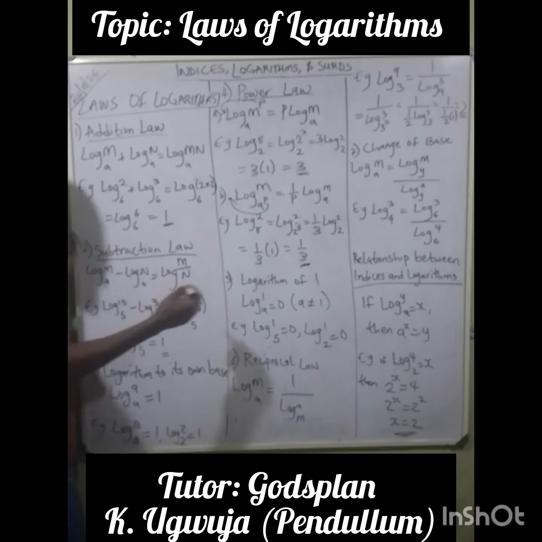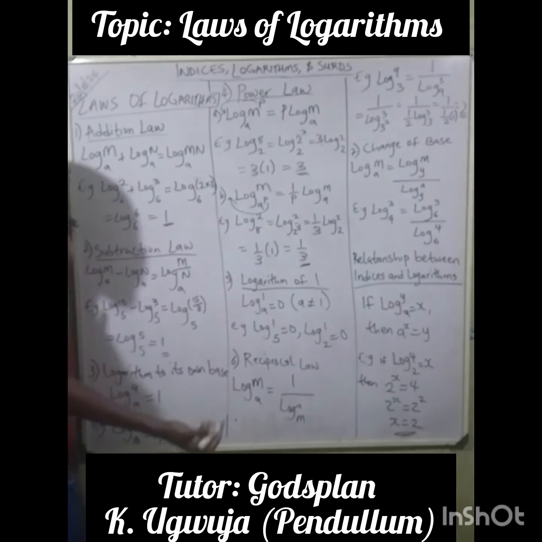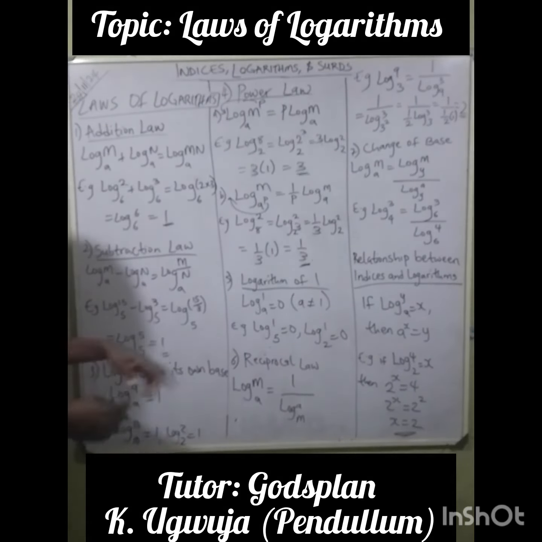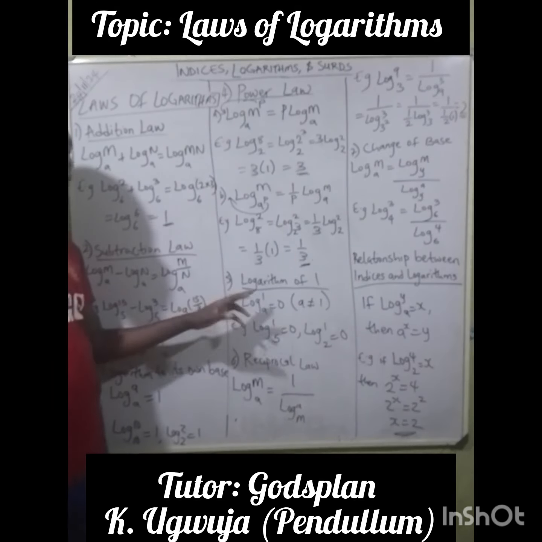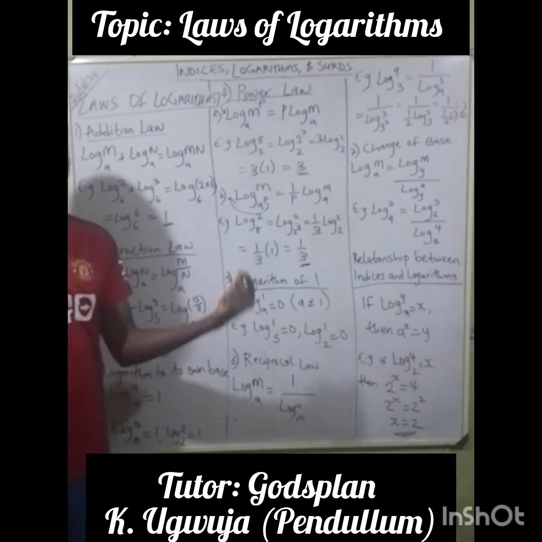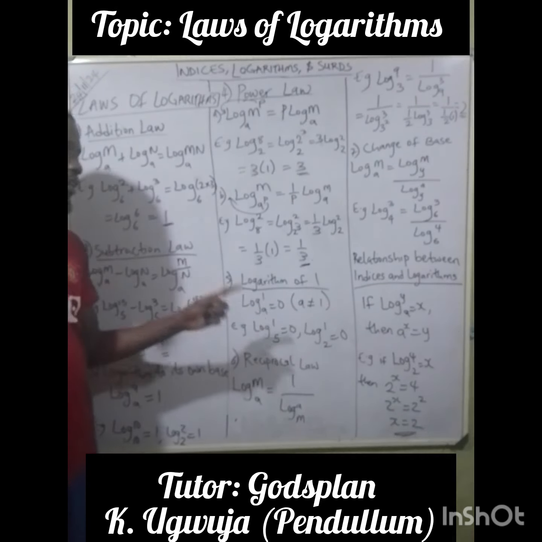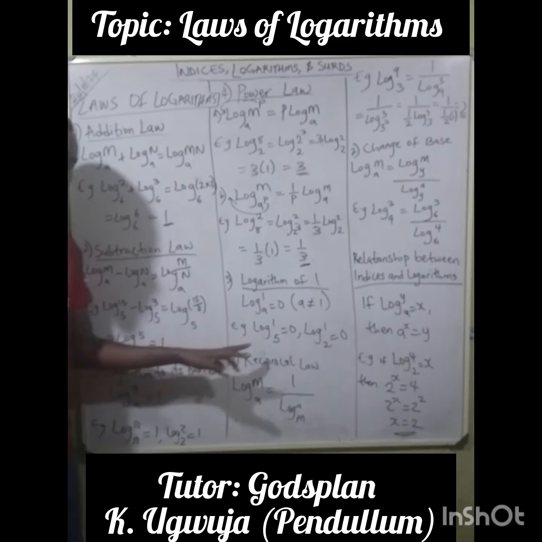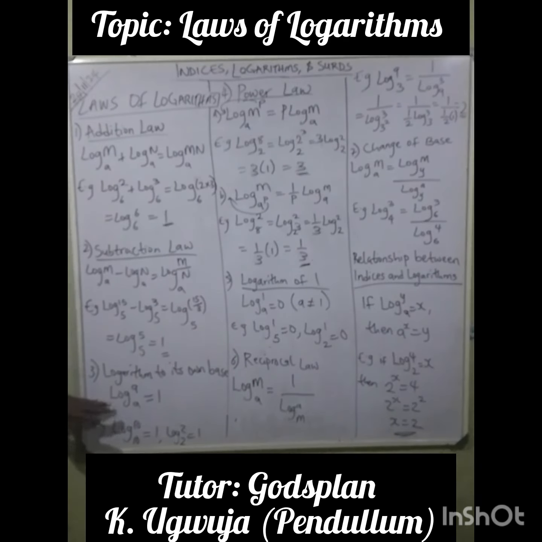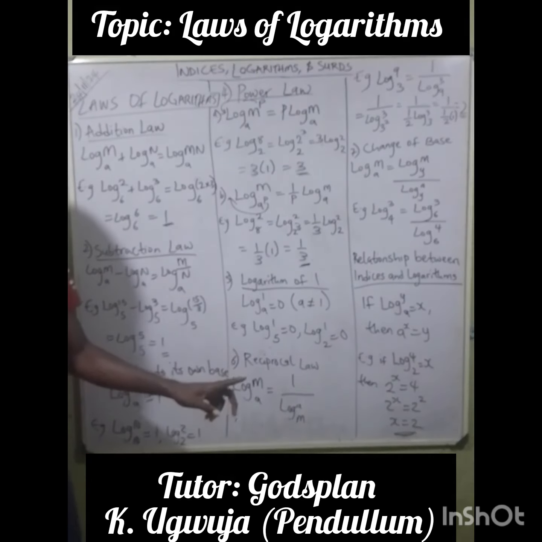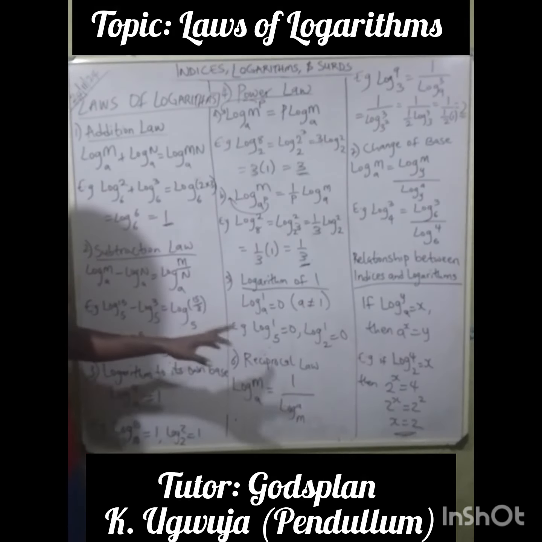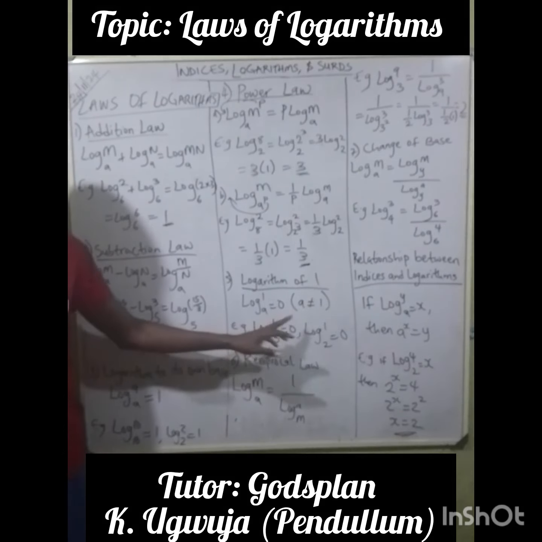Alright, then logarithm of 1. It's also important to note that the logarithm of 1 to any base apart from 1 is 0. The logarithm of 1 to base 1 is 1, according to this: the logarithm of any number to its own base is 1. So if you do log 1 base 1, you get 1. But apart from that, any other base you take 1 to is 0.